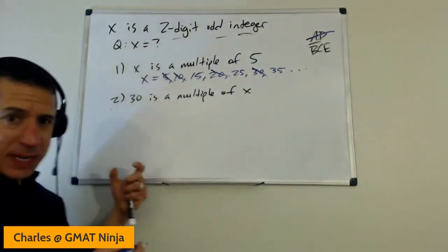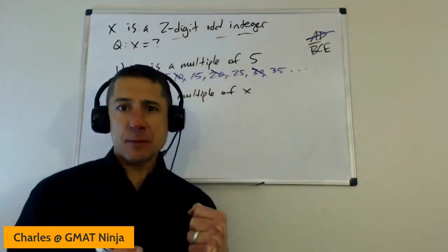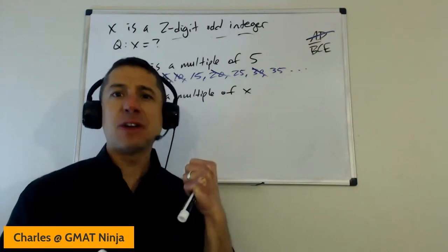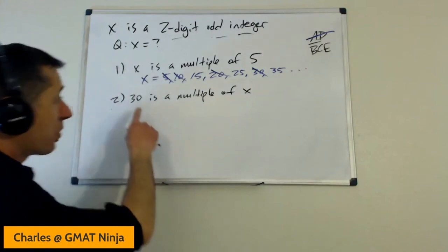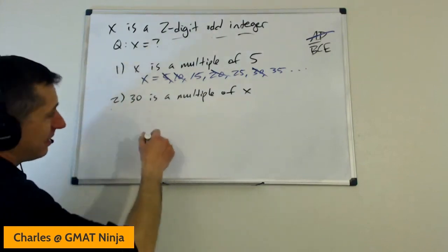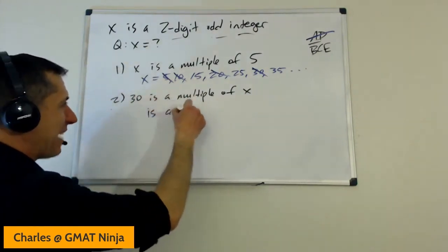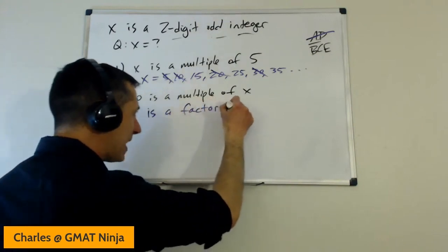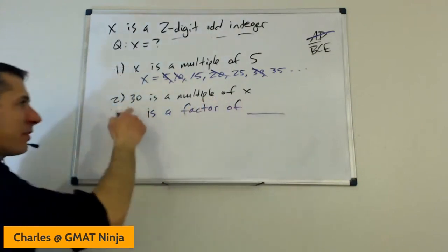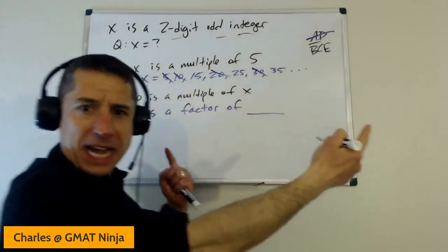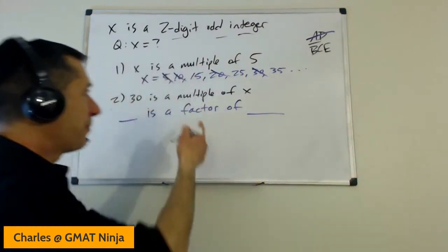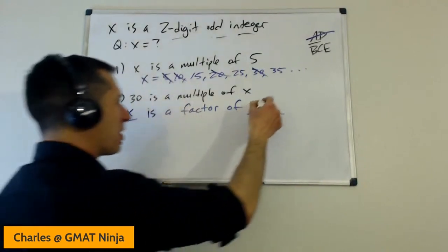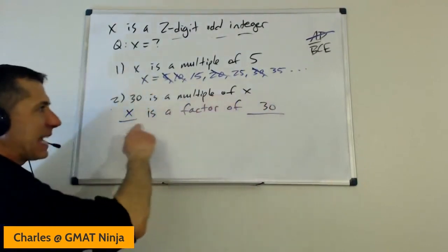I think the easiest way to think of this, again, you're doing whatever you can on number properties, on the ones that challenge you. You're doing everything you can to try to turn it into something intuitive, something you can get your head around. So 30 is a multiple of X. What if I try to reframe this as a factor of something? Would that help me? So if 30 is a multiple of X, I can flip this statement around, right? So X is a factor of 30.